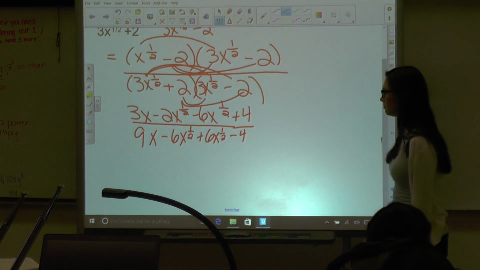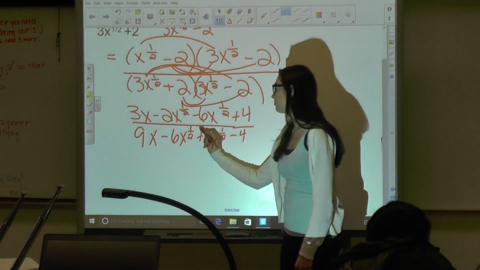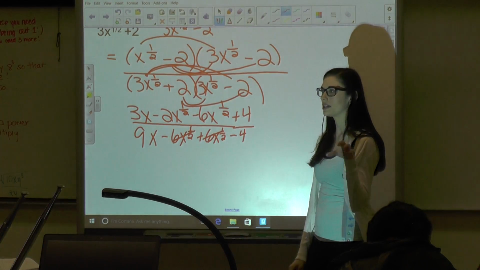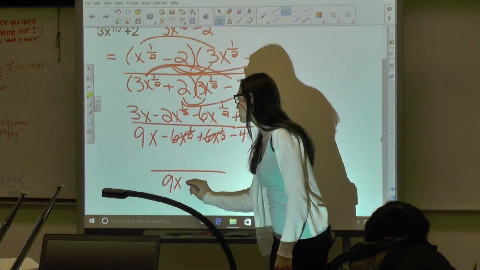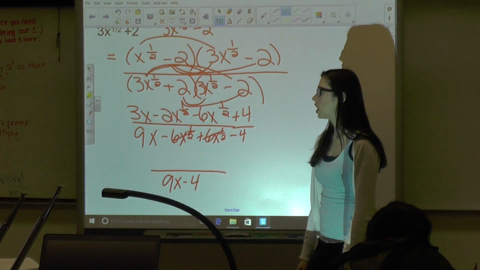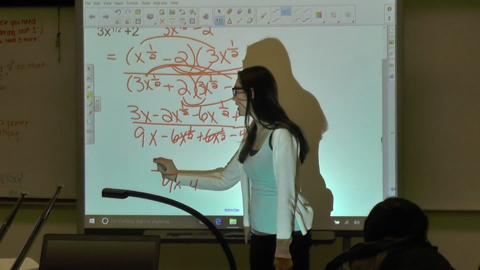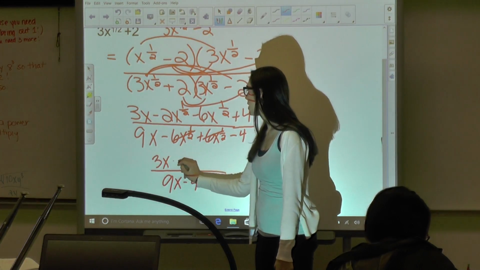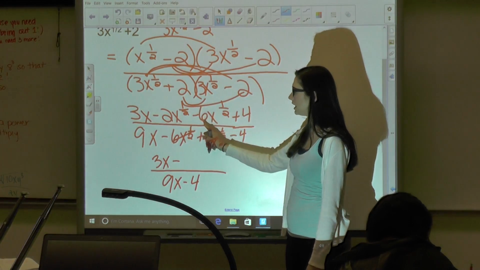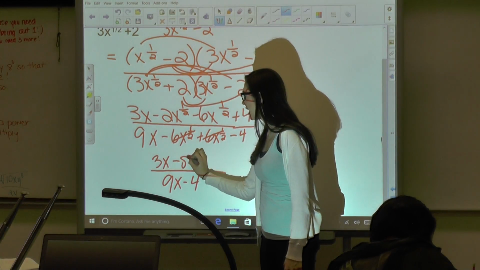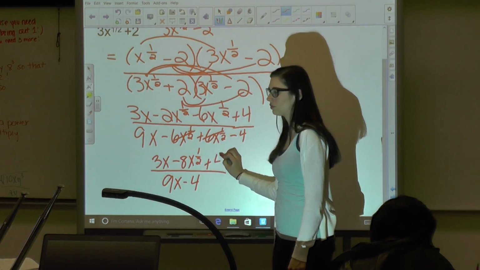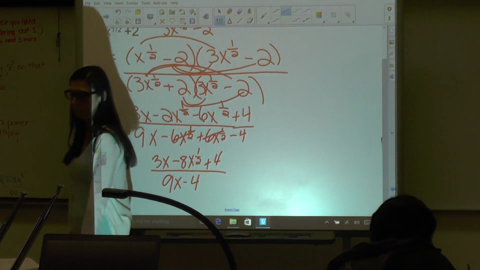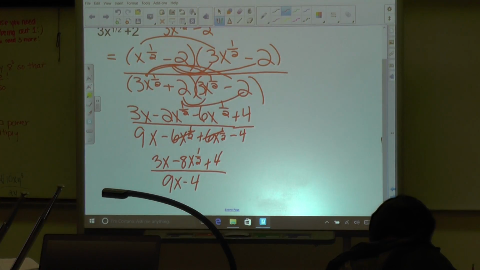Now on the bottom, those cancel. One's plus, one's minus. So you're left with 9x minus 4 on the bottom. On the top, you have 3x minus negative 2 and a negative 6, so that's negative 8x to the power 1/2 plus 4. That's it. You can't simplify that anymore.